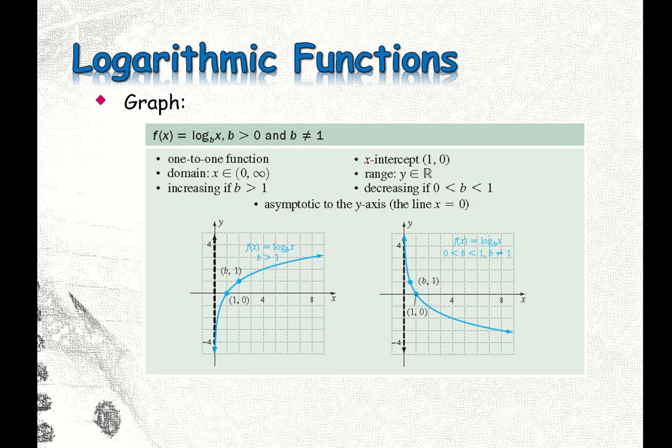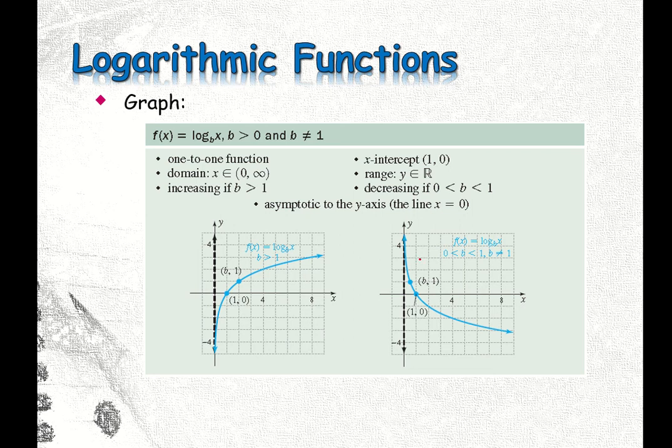Now, in exponential function, we have the y-intercept, but this time for logarithmic function, we have the x-intercept, which is located at the point with the coordinates 1, 0. 1 for x, 0 for y. Alright, so range, all real numbers. Decreasing if b is greater than 0 but less than 1. So it's just like the exponential function. But take note of the condition here, b not equal to 1.